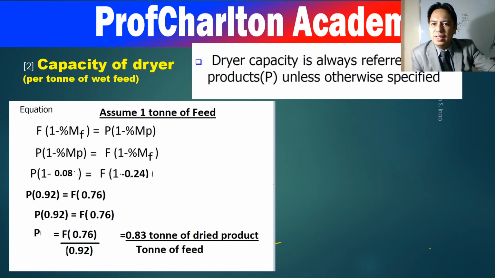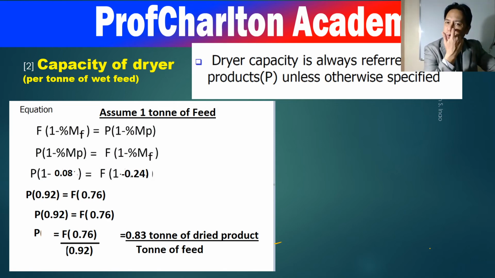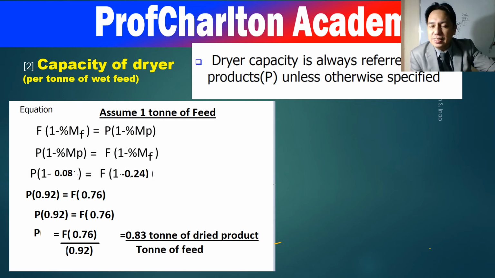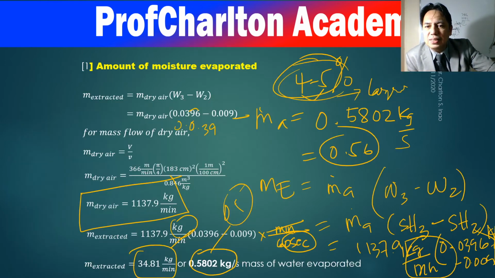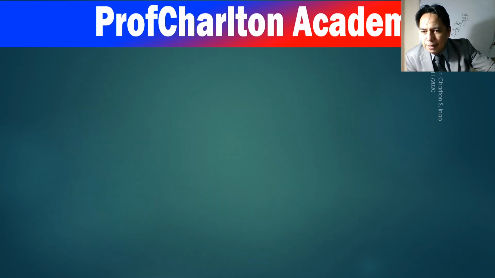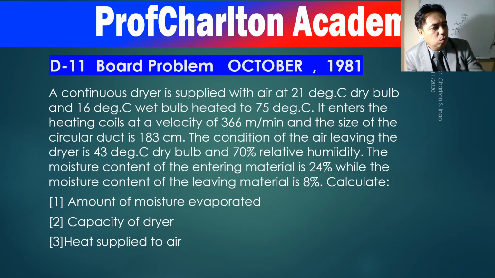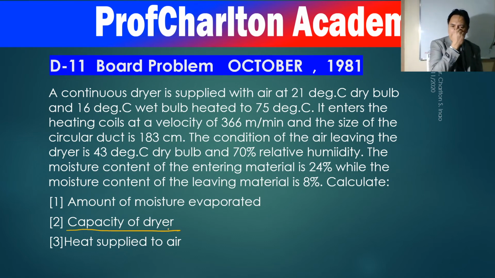So, okay. So, let us continue. So, we have to continue the problem solving, and we are in the second question. And the second question is about the capacity of the dryer per ton of wet feed. So here is the question. What is the capacity of the dryer here?